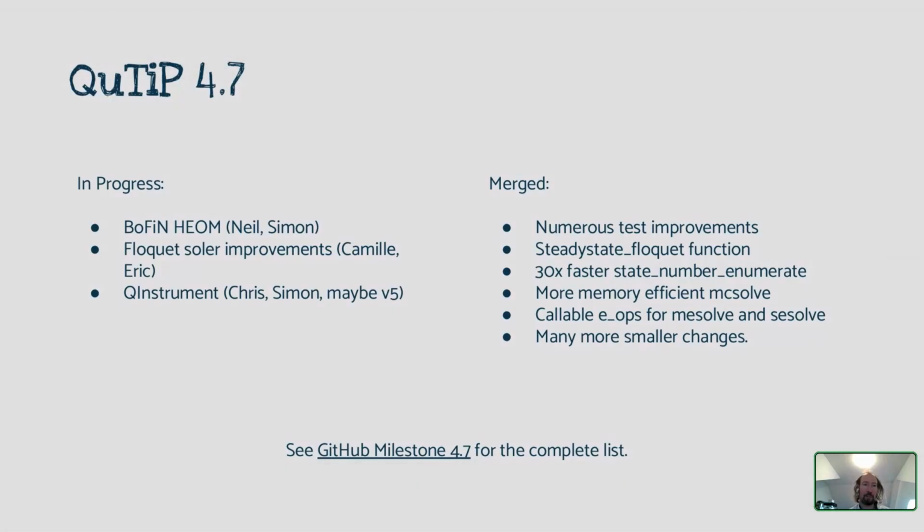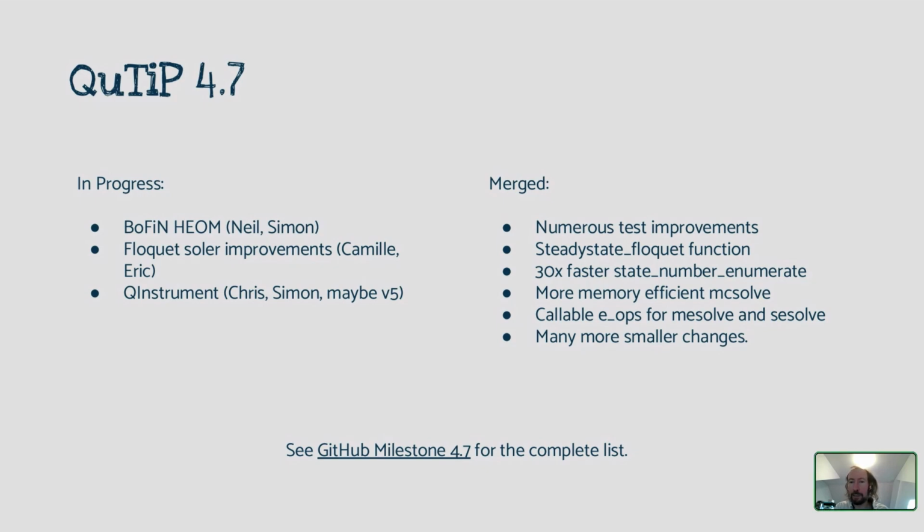We will release QuTiP 4.7, and a lot of work has already been completed for 4.7. The things on this slide are by no means all of them. If you go to the GitHub milestone for 4.7, you can see the complete list, but I selected some highlights. On the right, we have things that are already merged into the QuTiP master branch. There have been a lot of test improvements, particularly moving some tests over to PyTest, and general cleanup in preparation for the future of QuTiP and QuTiP 5.